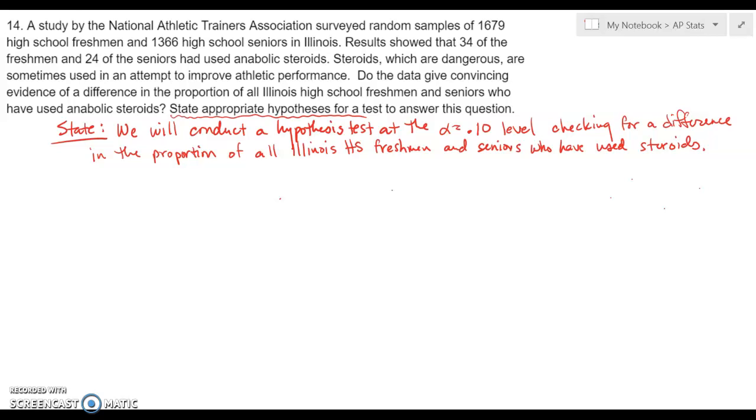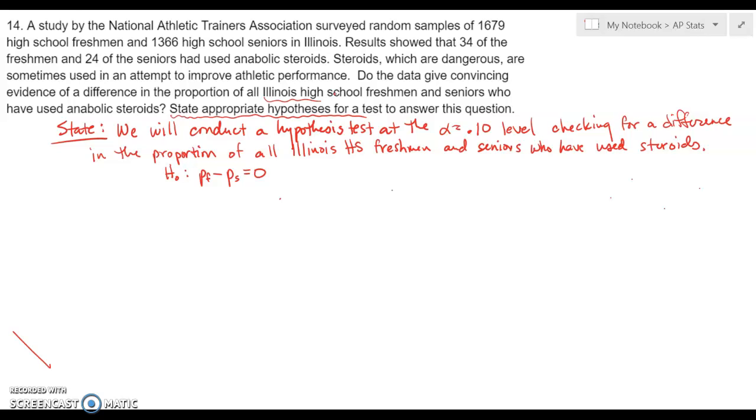Second thing are the hypotheses. The null hypothesis looks like this: P sub F minus P sub S equals 0, or in other words, in layman's terms, there is no difference between the proportion of freshmen and the proportion of seniors that use steroids. And there's more specifics, but that's the gist. There's more specifics of the context. They have to be Illinois high school freshmen and seniors who've used steroids, but that's the gist.